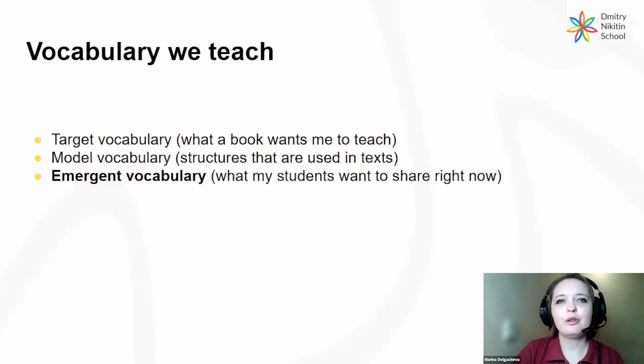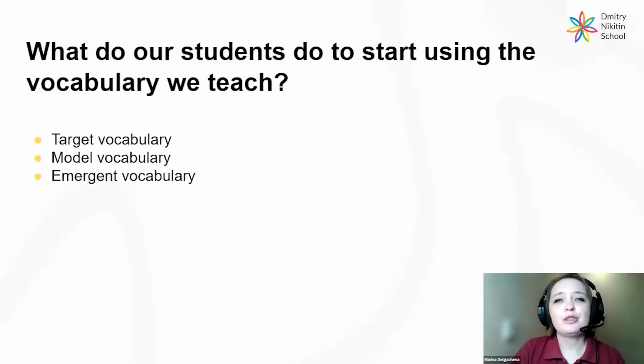And the third group is so-called emergent vocabulary. It's what basically our students want to say right now at the moment of speaking. It might be not connected to the target vocabulary or to the topic itself. It might be functional vocabulary. It might be, I don't know, something triggered by discussing what is happening in the family, in the world, etc. So the next question is, what do our students do to start using the vocabulary that we teach?